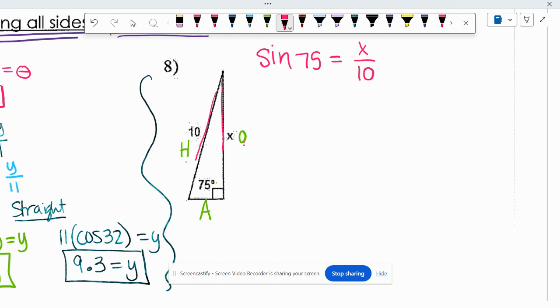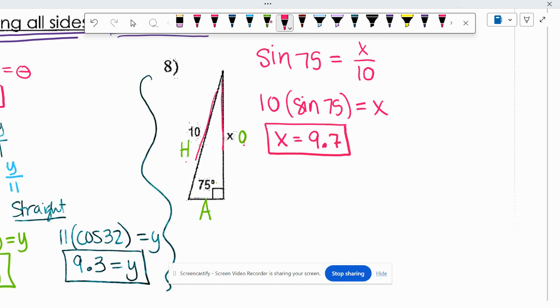How do I get x all by itself? Multiply both sides by 10. So 10 times the sine of 75 equals x. What do you get? 6.7 or 9.7. Yeah, I got 9.7. Okay. Let's label this other side, the one that we called the adjacent side. Can we label that y?